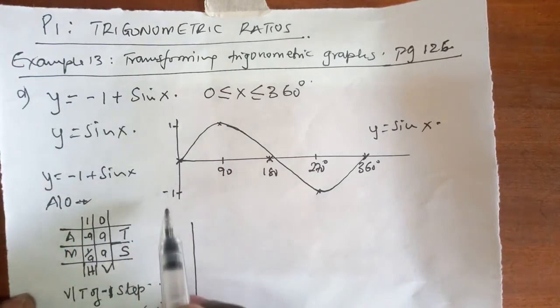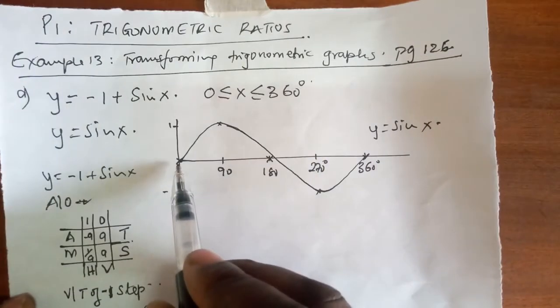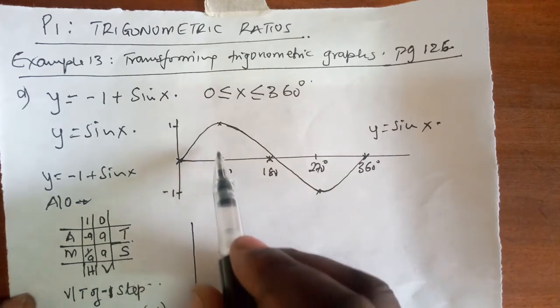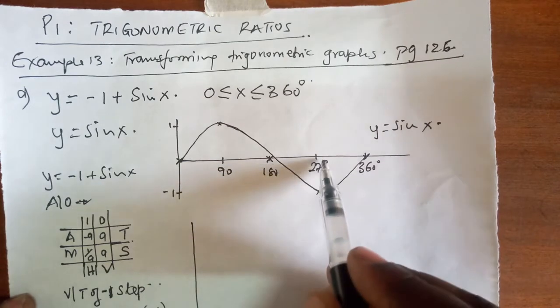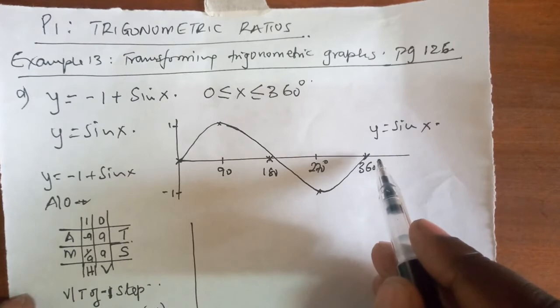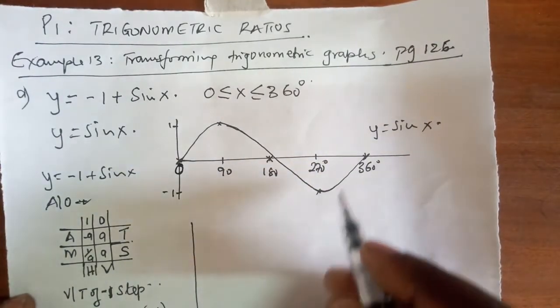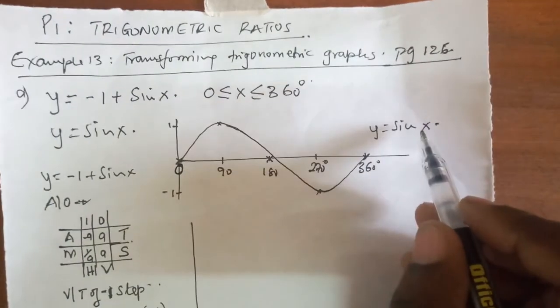This is the known curve of y equals sine x. When x is 0, y is 0. When x is 90, sine 90 is 1. When x is 180, it is 0, when x is 270, of course, it is -1. And when x is 360 degrees, y equals 0. This is the graph of y equals sine x.